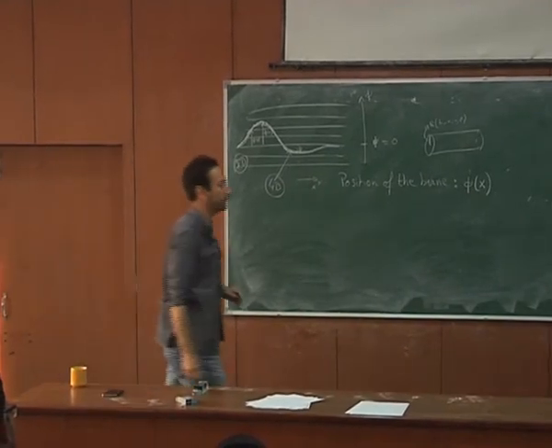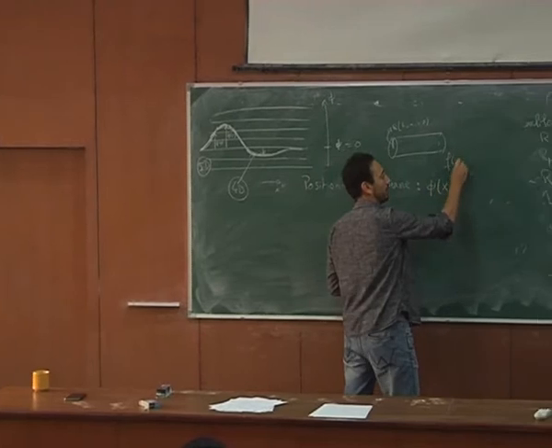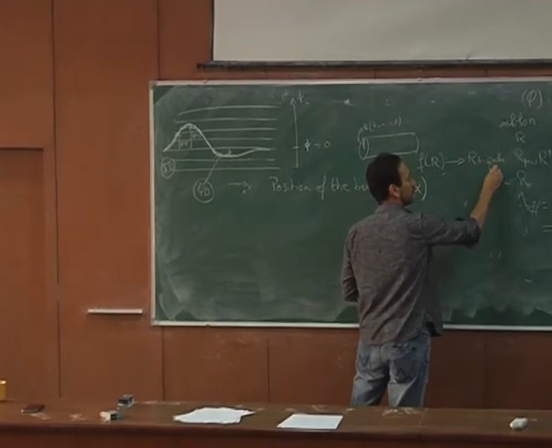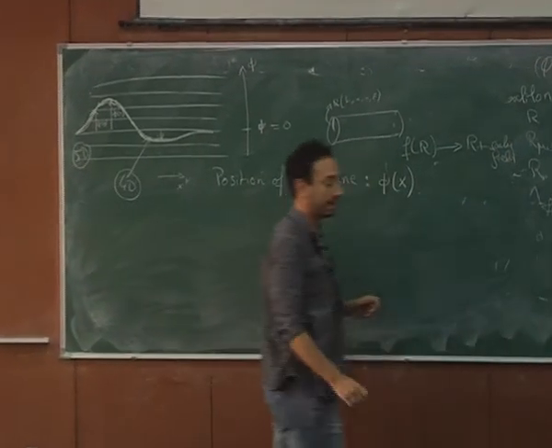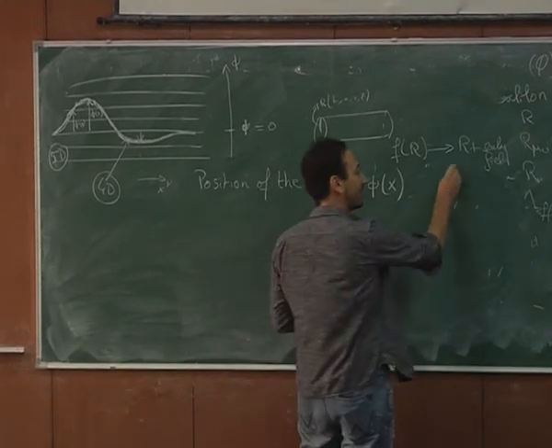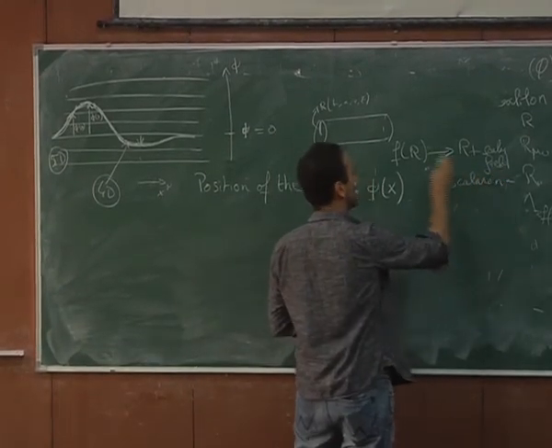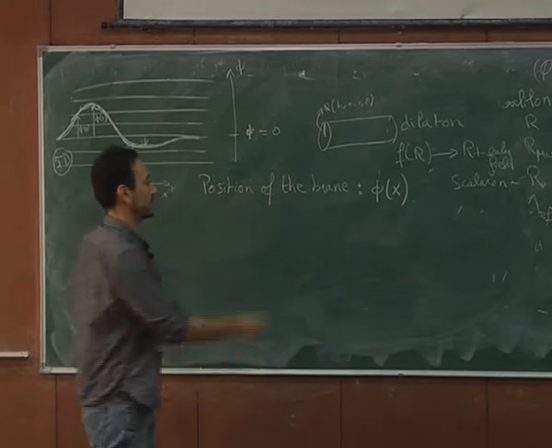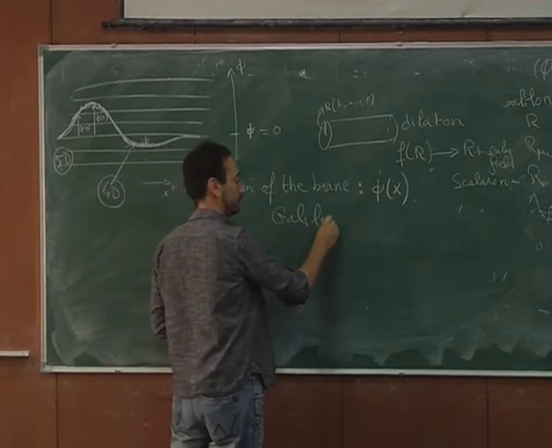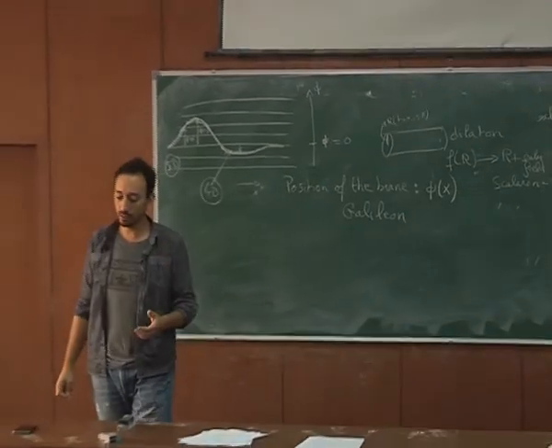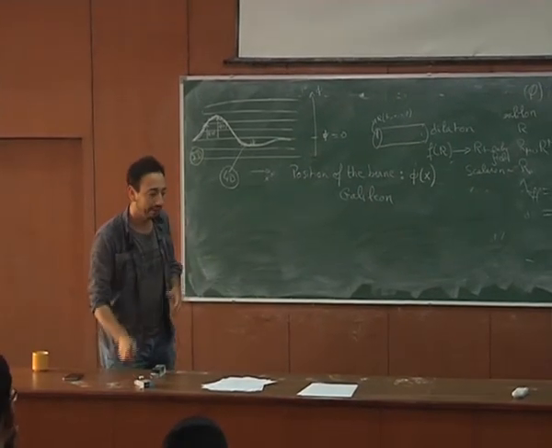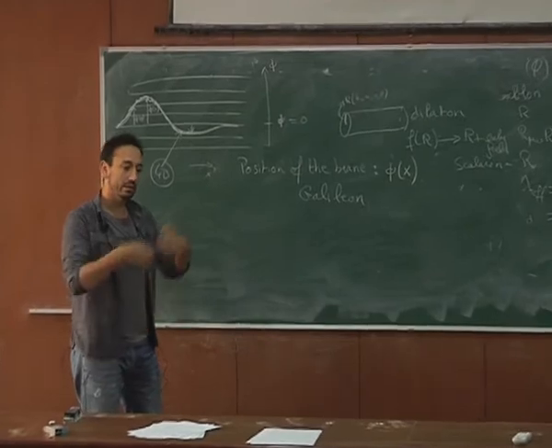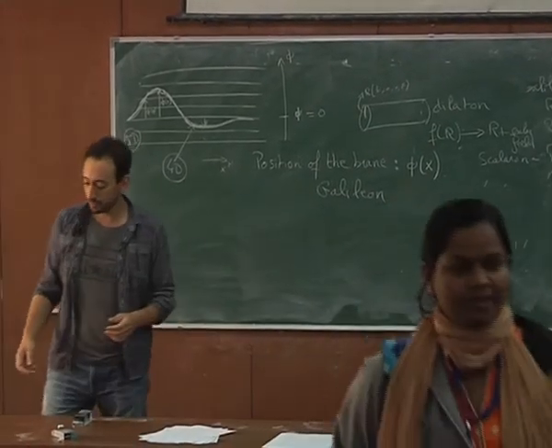We have seen last time a theory like f of R. F of R is also R plus a scalar field, which is called, in this case, the scalaron. So this is the scalaron, this is the dilaton, and this one is the Galileon. So you have different names, different origins, etc. But at the end of the day, what you have very often is just some scalar field. So what is the origin of the scalar field? That might be very difficult to say.